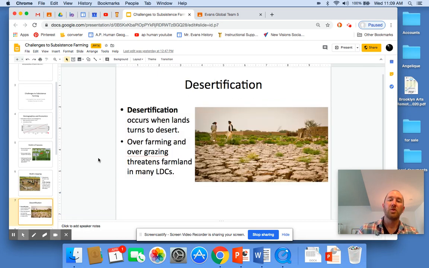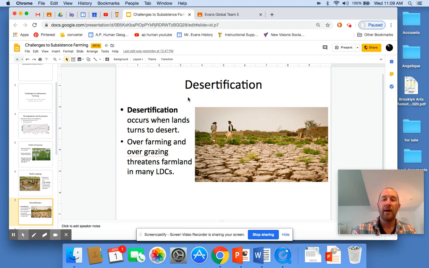What this can lead to when you over-farm land, when you deplete the soil of its nutrients, or conversely, when you let your animals eat the trees and the grass on a land, what happens is desertification. And that's basically the process where good land turns into desert.